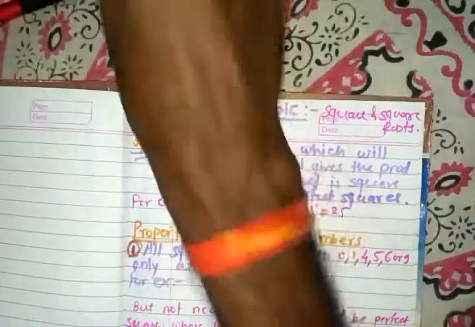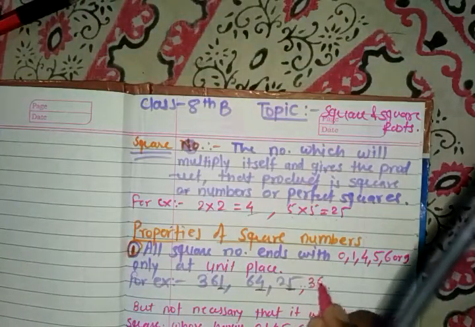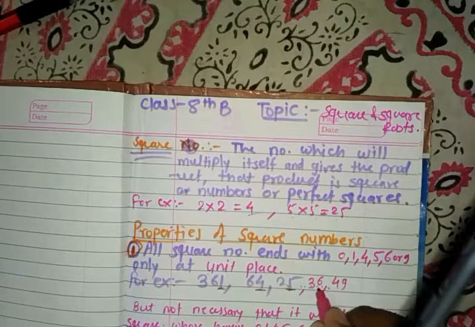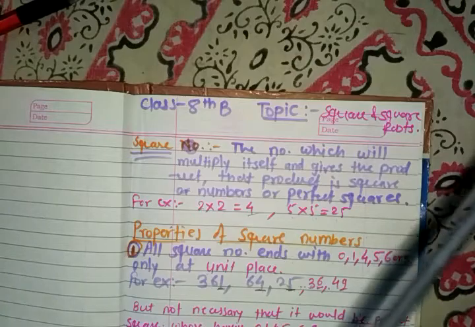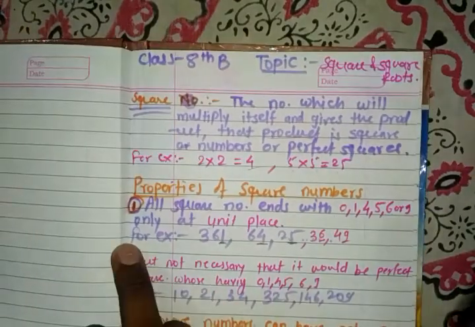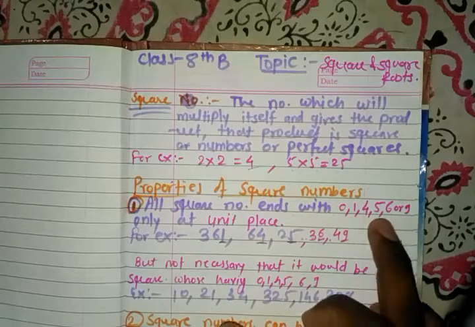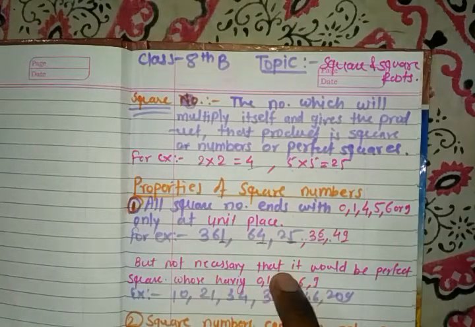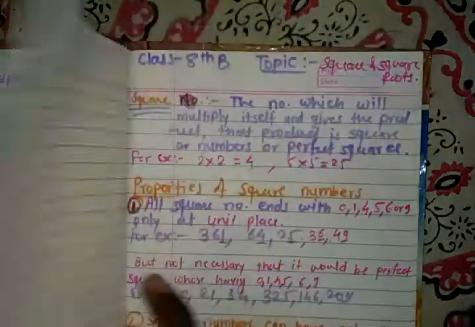If I take the next squares, 36 and 49, the last digits are 6 and 9. So this is the property of square numbers having the last digit 0, 1, 4, 5, 6, 9. But it is not necessary that a number is a perfect square just because it has the last digit 0, 1, 4, 5, 6, 9.